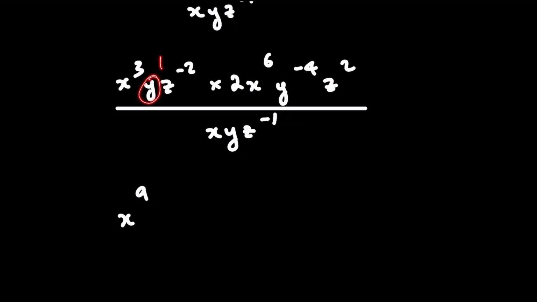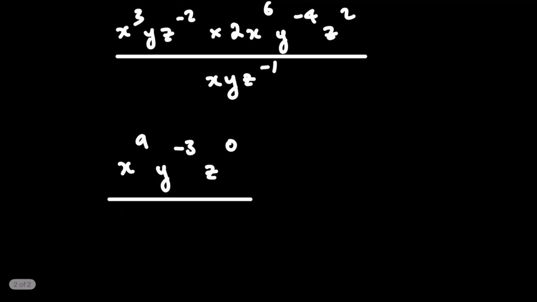Then we're doing y to the power of 1 times y to the power of minus 4. So that's the same thing as y to the power of 1 plus minus 4, which is the same thing as 1 minus 4. And that's the same thing as y to the power of minus 3. And lastly, we're doing z to the power of minus 2 times z to the power of 2. So that's the same thing as z to the power of minus 2 plus 2, which simply becomes z to the power of 0.